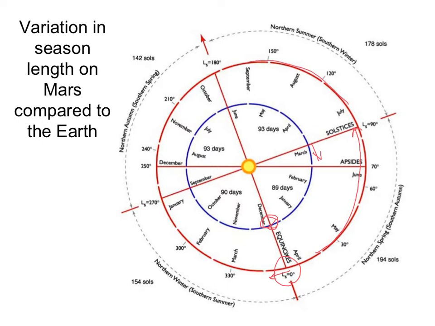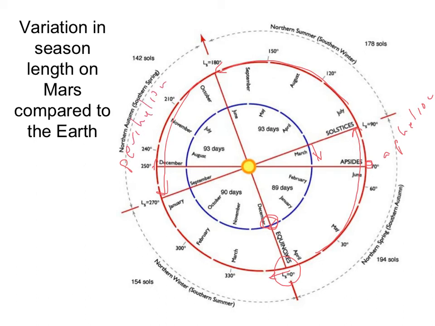Fall equinox is over here, at a point in its orbit where in our orbit we would be experiencing June, and then winter solstice is around here. Now, here's aphelion for Mars, and here's perihelion for Mars.